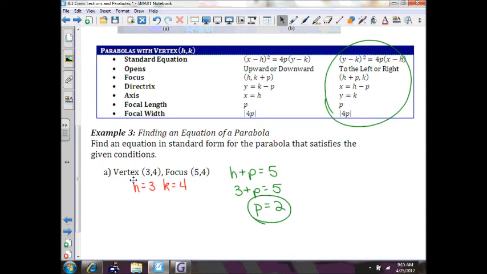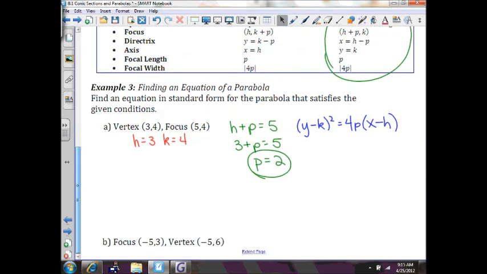So we're going to have (y minus k) squared equals 4p times (x minus h). You should also notice that k is always going to be with y, h is always going to be with x. Now when we plug this in, we'll have (y minus 4) squared equals 4 times p, which is 8, times (x minus 3). There is your equation.